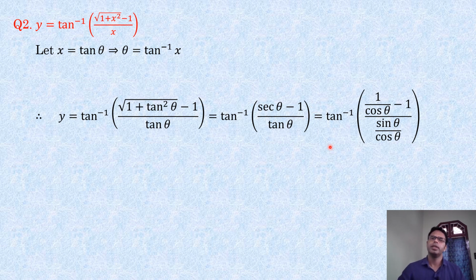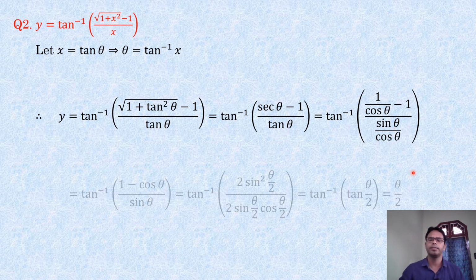Simplify more. Tan inverse is remaining there. Sec theta is equal to 1 by cos theta, minus 1. Tan theta is sin theta by cos theta. Take LCM cos theta in the numerator and denominator.